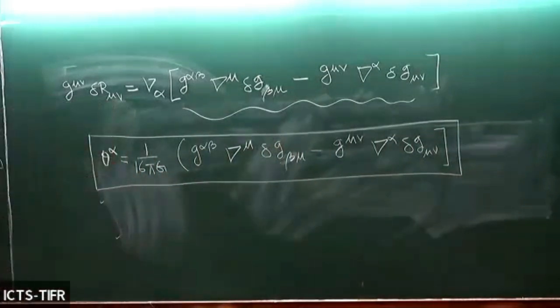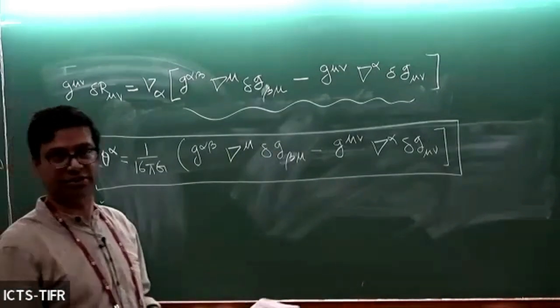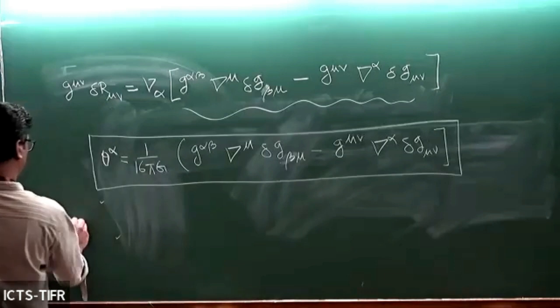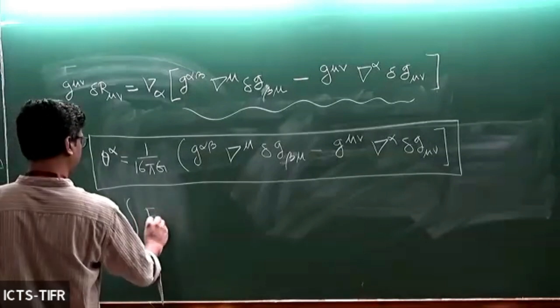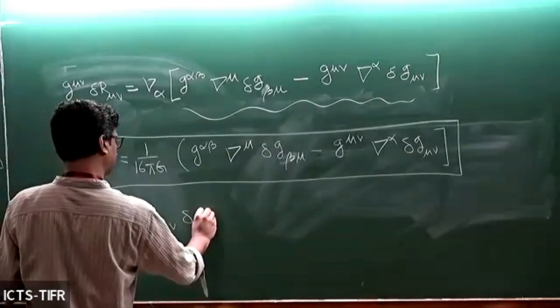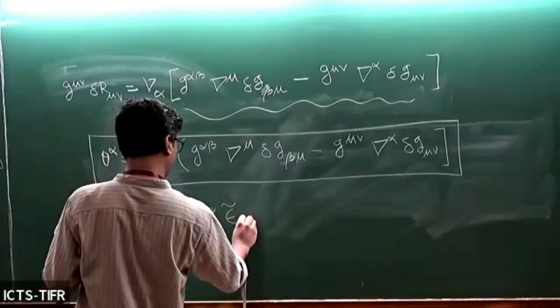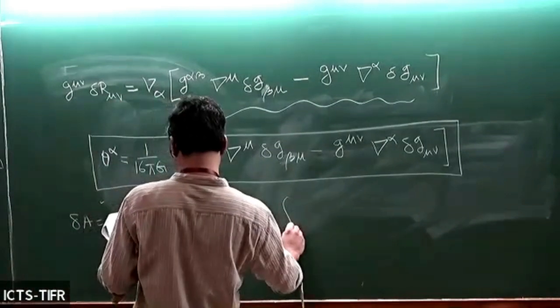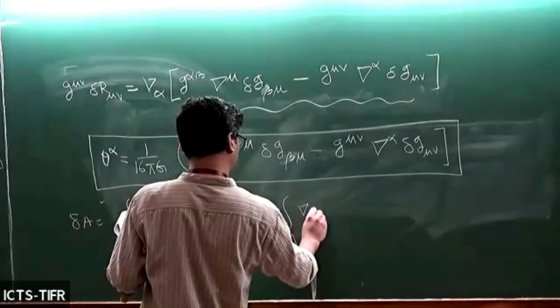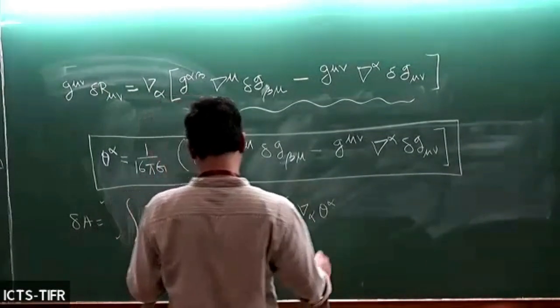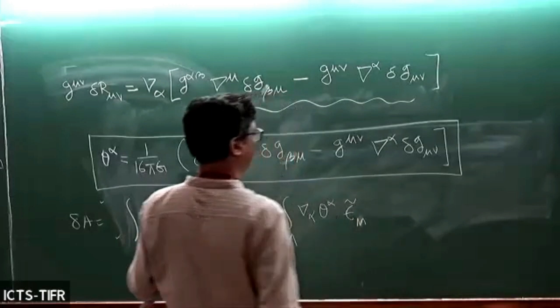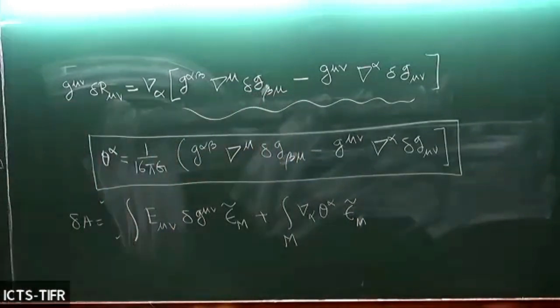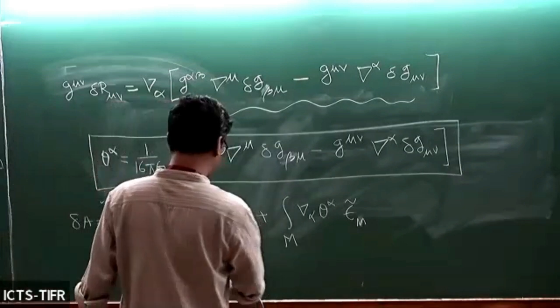Okay. So what is the structure we got from the variation of the Einstein-Hilbert Lagrangian? Let's write down the structure. Delta A equals the integral of E mu nu delta g mu nu with the volume forms set in, plus we got another structure, del alpha theta alpha. Okay, but I have to write it in form notation. So let's go ahead and do it. So this is perfectly okay.